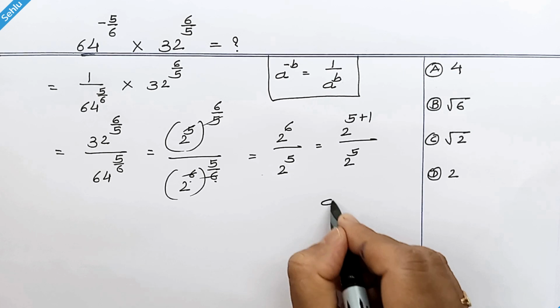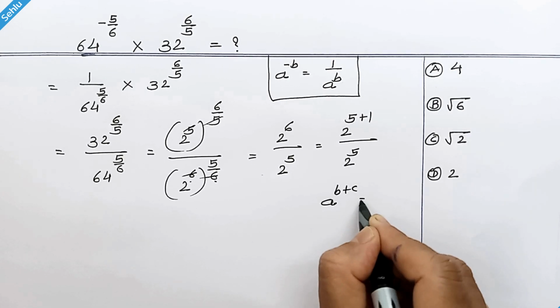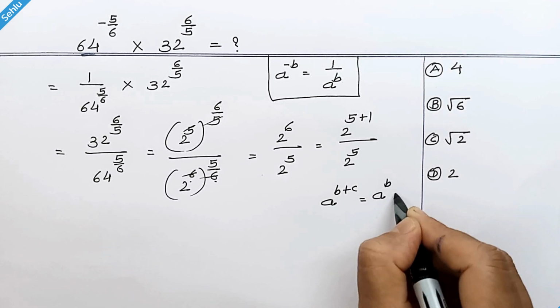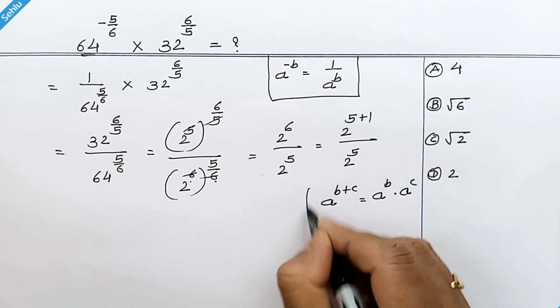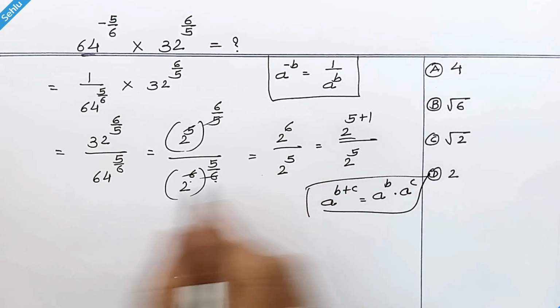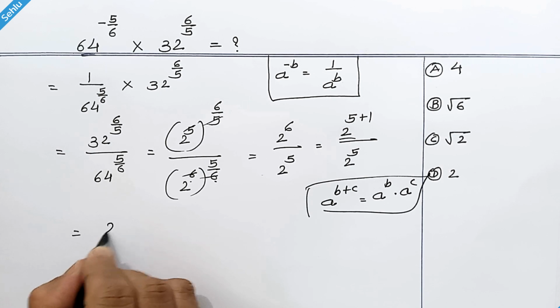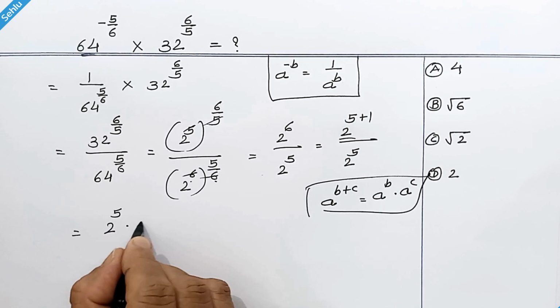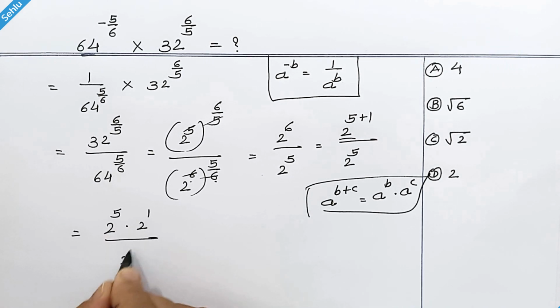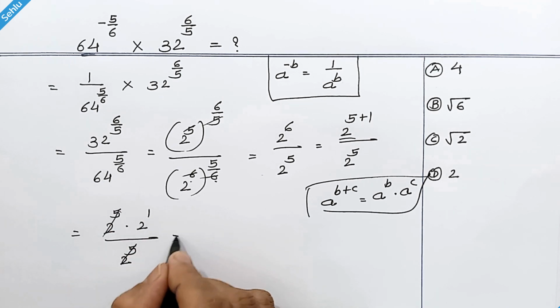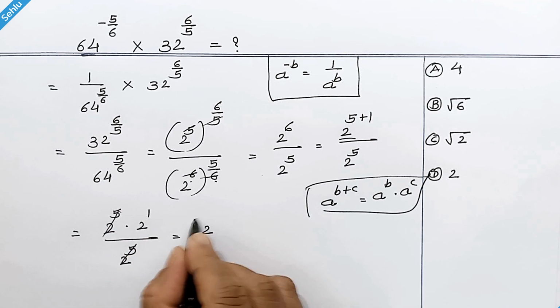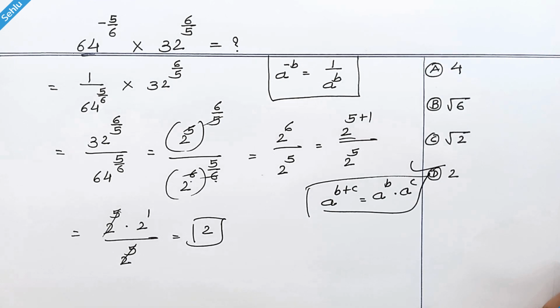And when we have a to the power b plus c, then it can be a to the power b times a to the power c. So this can be written as 2 to the power 5 times 2 to the power 1 over 2 to the power 5. These 2 will be cancelled. So option D is the correct answer.